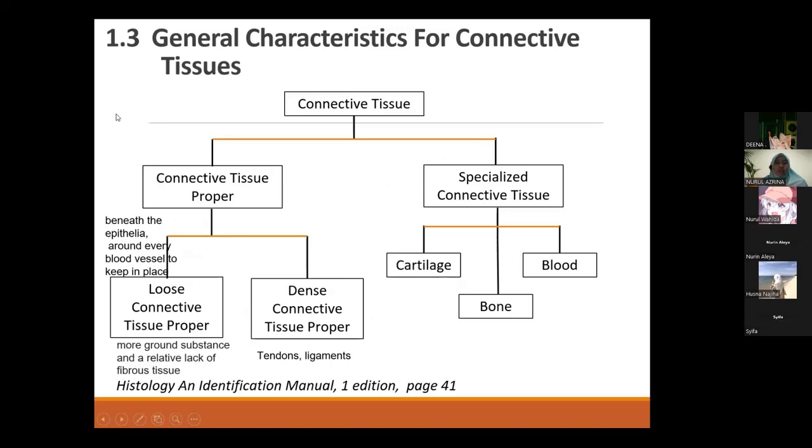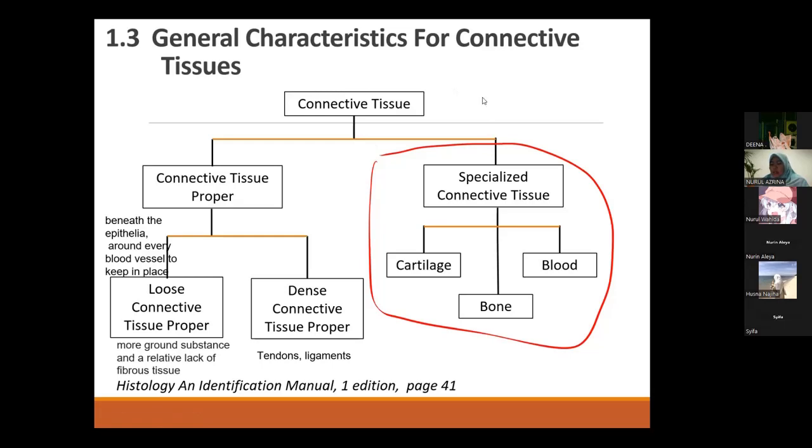Okay, so this is a table of connective tissue, right? Connective tissue is divided into two: connective tissue proper and specialized connective tissue. We are going to focus on this part, right? But just to add to your information, I put some notes here related to connective tissue proper. So what is connective tissue proper? Connective tissue proper is divided into two: loose connective tissue proper and dense connective tissue proper.